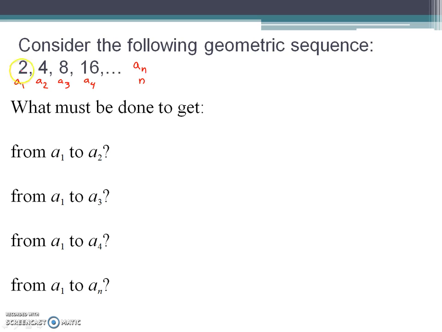So let's think about this. We're at 2, we're at 4, we're at 8, we're at 16. I hope we can see the pattern. We're doubling it each time. So basically, to get from the first term to the second term, we're multiplying by 2 one time. I think we can recognize that r is 2. So basically, to get from the first term to the second term, we're multiplying by r once.